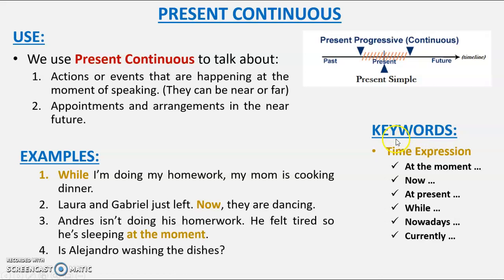So in here we have also some keywords that will help you to identify the present continuous. So in this case, we have time expressions such as at the moment, now, at present, while, nowadays, and currently. Okay, when you see this, you will know that you will have to use present continuous. In this part, we have a chart, right? The same timeline, similar to the one we saw in present simple. So we have the action that is happening. Yes, it can start in the past, right? But the important thing is that when you're talking, it continues happening, right? And that makes a present continuous sentence.